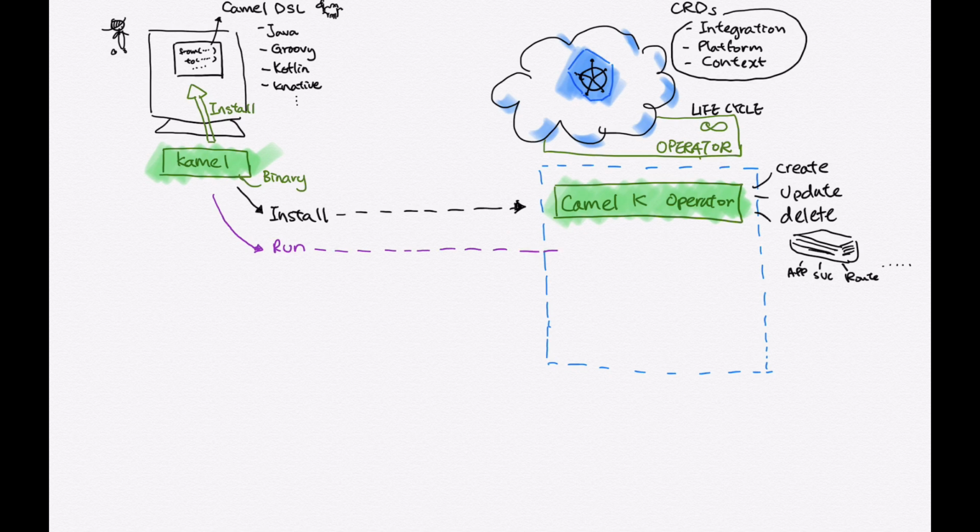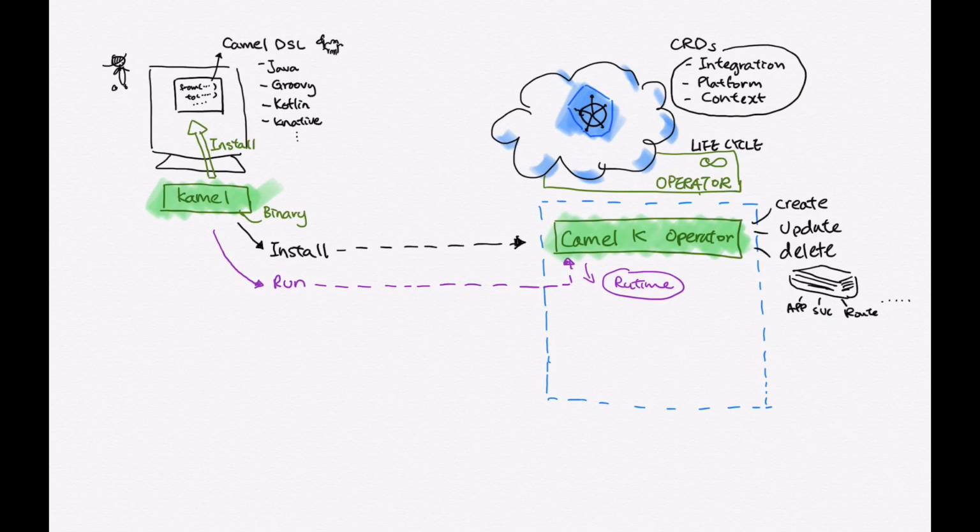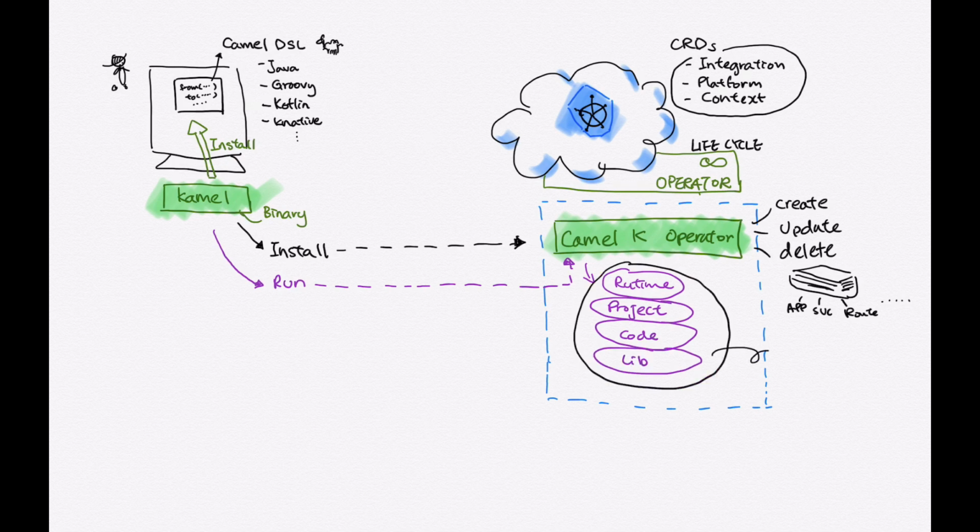To run the application, simply use the Camel binary again by running Camel K. What it's going to do is talk to the Camel K operator. The Camel K operator will then go ahead, choose the correct runtime, set up the project, add all the boilerplate code, add the dependencies, package everything together, and then containerize the application into a container image.